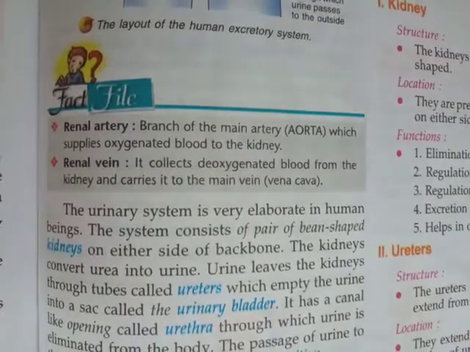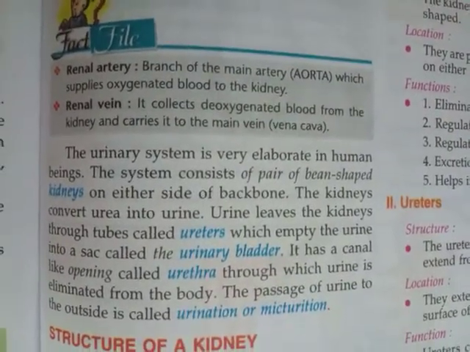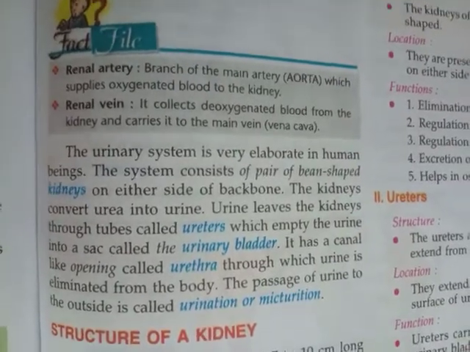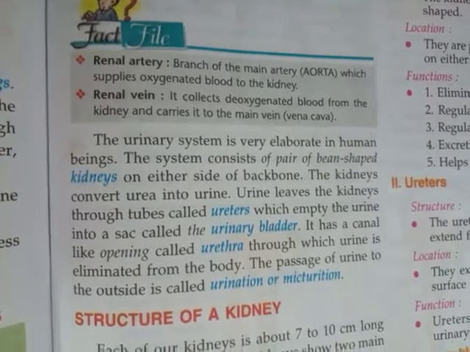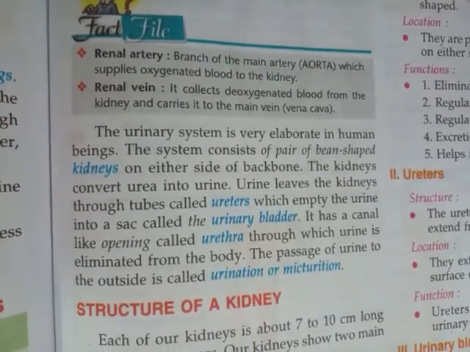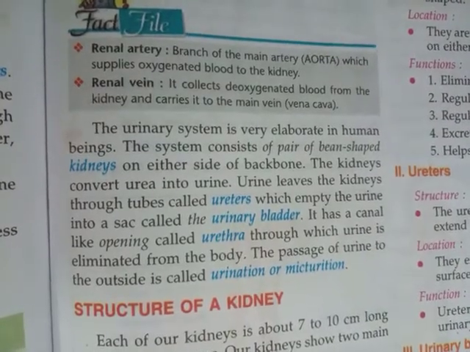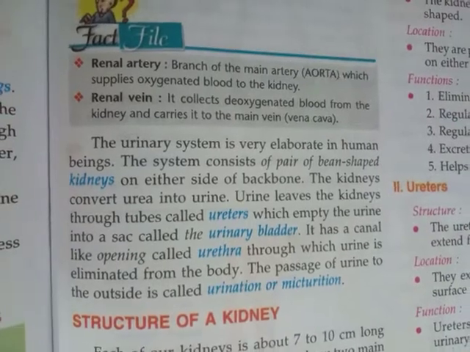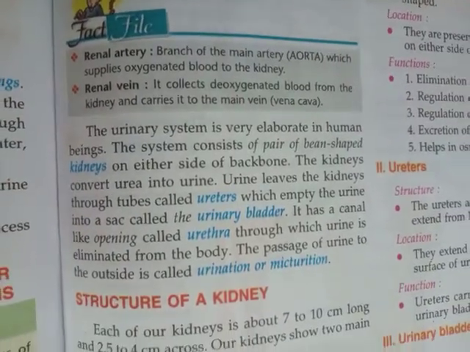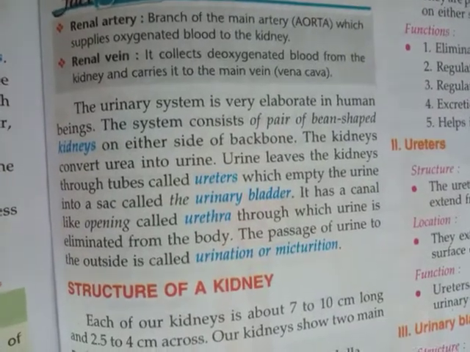The urinary system is very elaborate in human beings. The system is very complex. It's not a simple system. The system consists of a pair of bean-shaped kidneys on either side of our backbone. The kidneys convert urea into urine. Urine leaves the kidneys through tubes called ureters, which empty the urine into a sac called the urinary bladder. It has a canal-like opening called the urethra through which urine is eliminated from the body. The passage of urine to the outside is called urination or micturition.